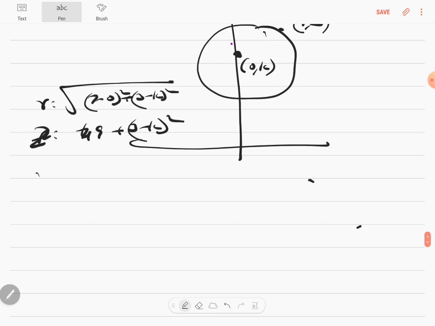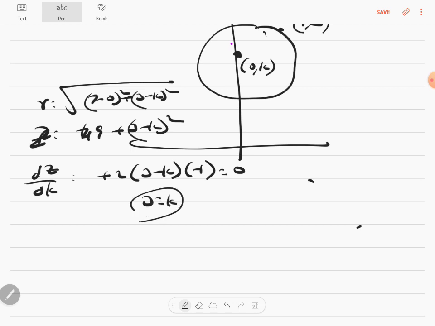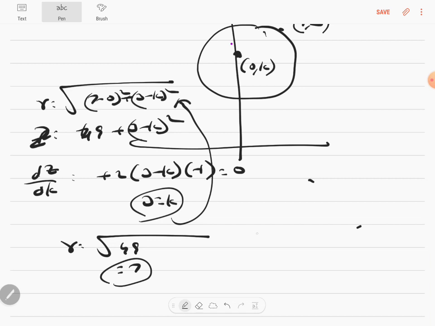So you can now differentiate this, dz by dk, with respect to the center. So it's 49 becomes 0, plus 2 into (3 minus k) into minus 1, is equal to 0. So 3 is equal to k, therefore k becomes 3. Then you substitute k as 3 here, r square will become 49 and r will become 7. So the smallest circle that can be put will have r equal to 7 units on putting k equal to 3.